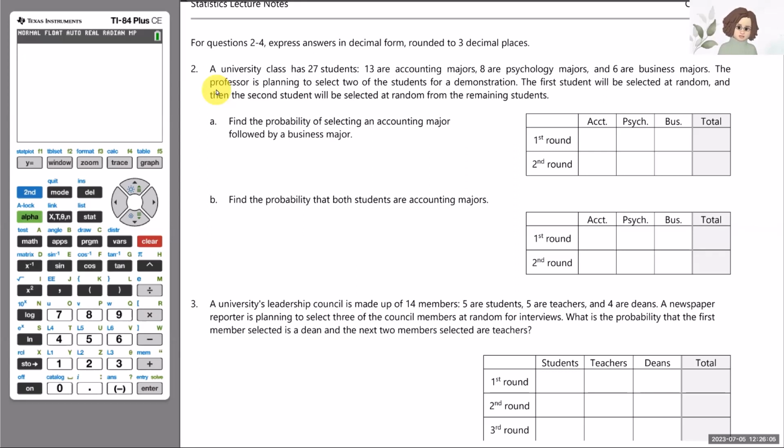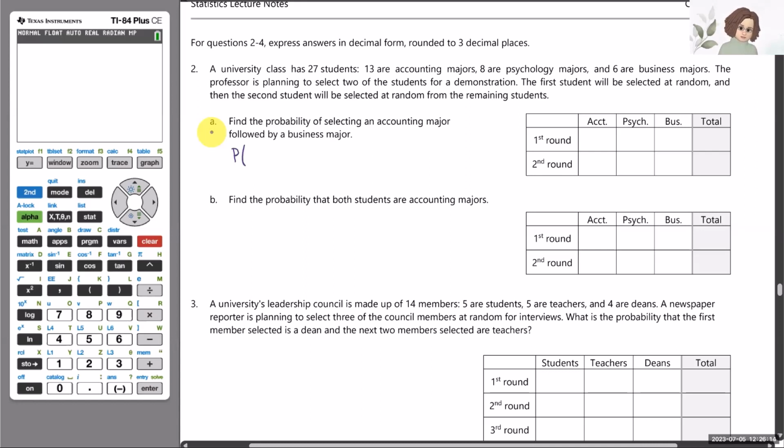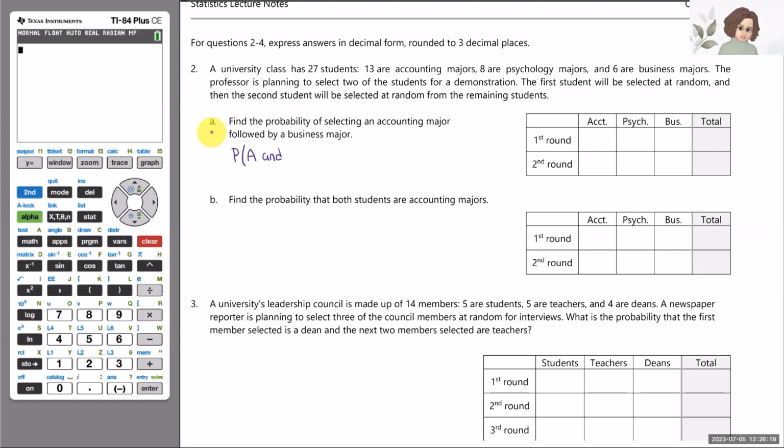So let's take a look at A. Find the probability of selecting an accounting major followed by a business major. So let me write the question here. We want the probability of, we'll just do A for accounting, and then B for a business major. All right, so our formula for the multiplication rule, we take the probability of an accounting major times the probability of a business major, given that we picked the first student that was the accounting major.